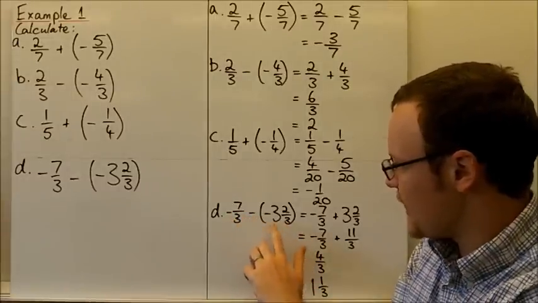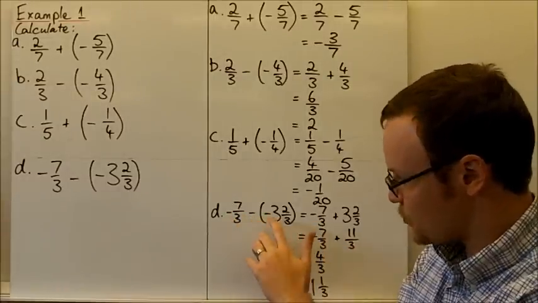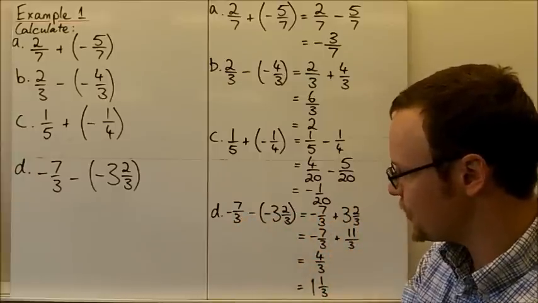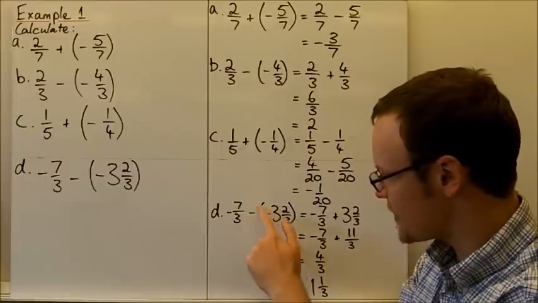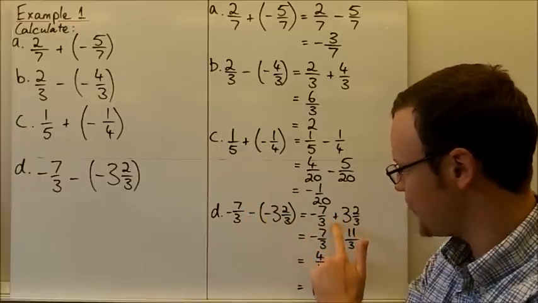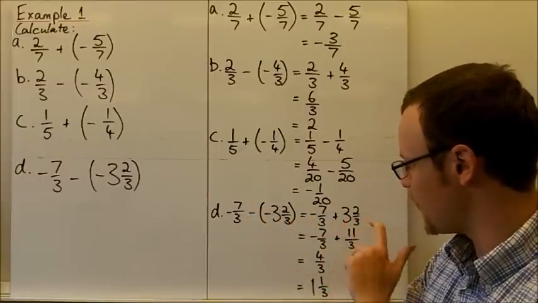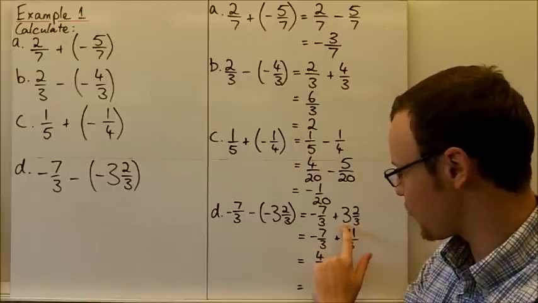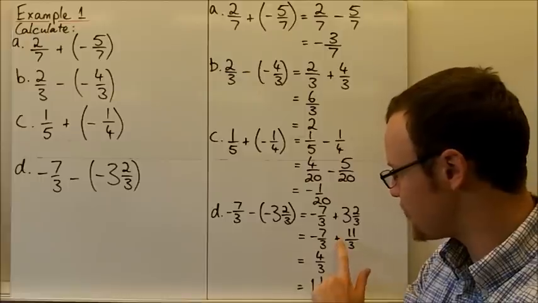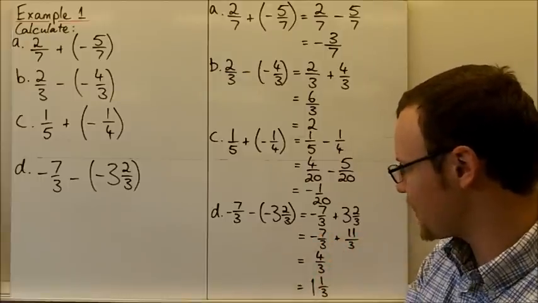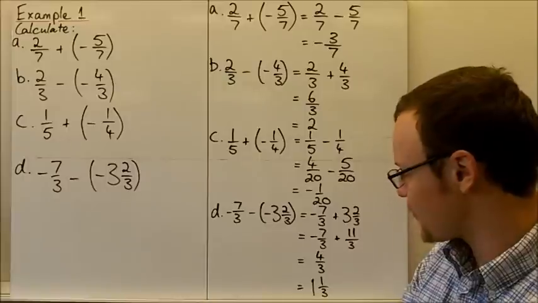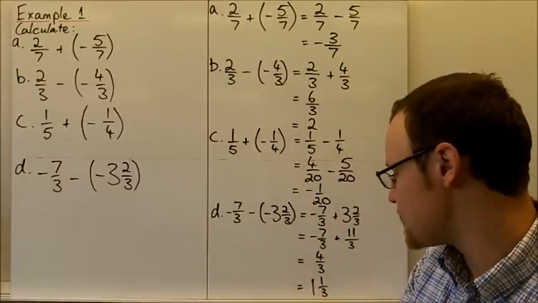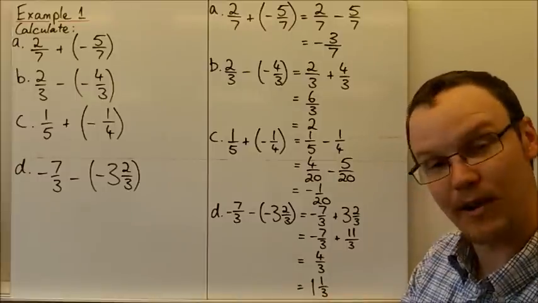For our last one, we've got a mixed number, but it's subtracting a negative, so that's the same as add. So negative 7/3 plus 3 2/3. Subtracting a negative becomes positive there. We can convert this back to an improper fraction, so negative 7/3 plus 11/3. If we've got negative 7 and then we add 11, then we're going to get positive 4. So negative 7/3 plus 11 of those thirds, and we get 4/3. So 4/3 is going to be 1 1/3.